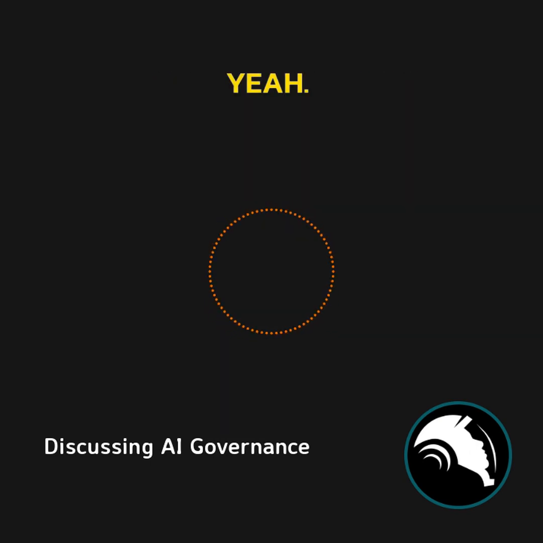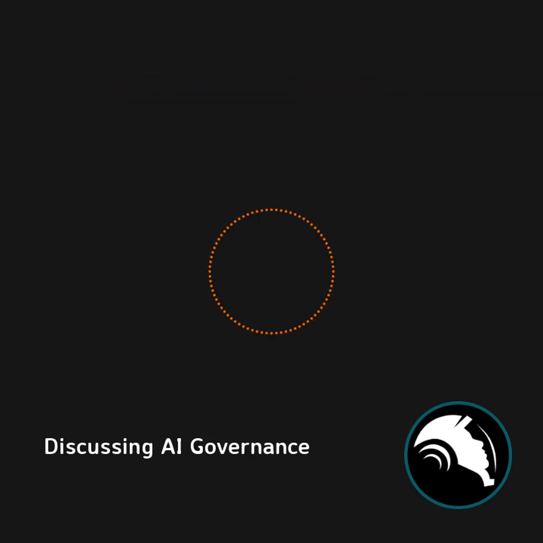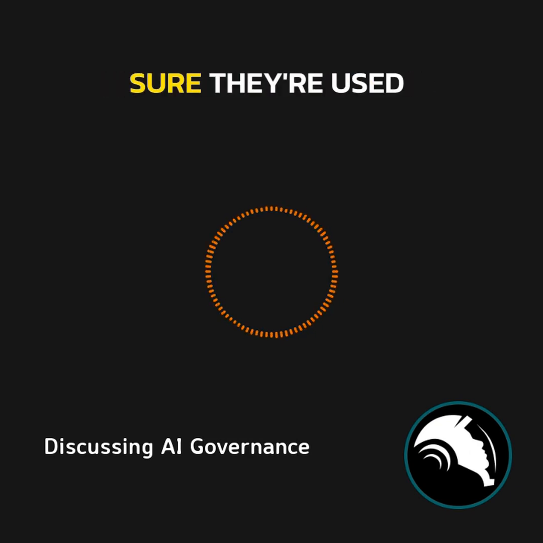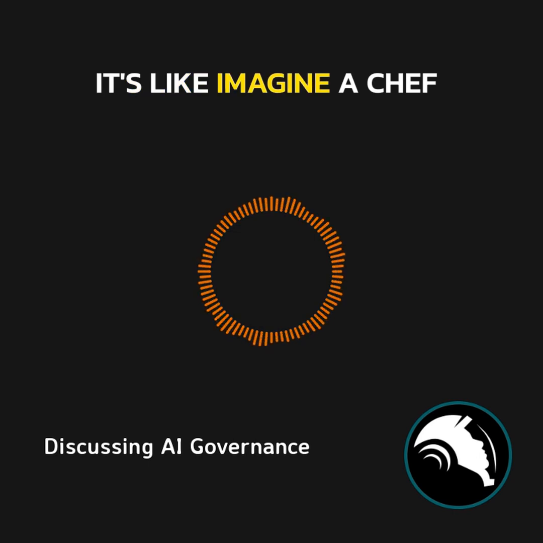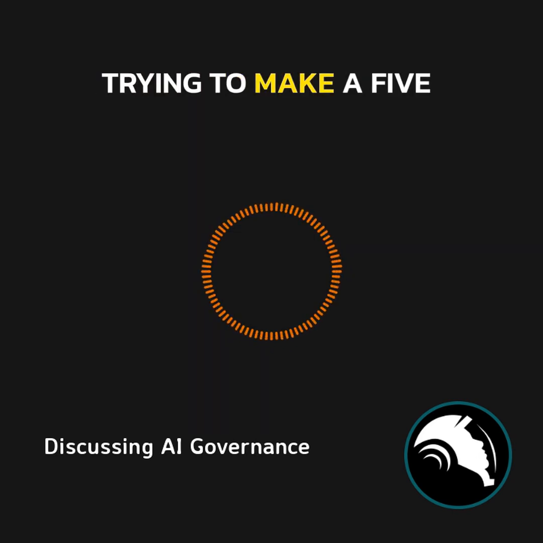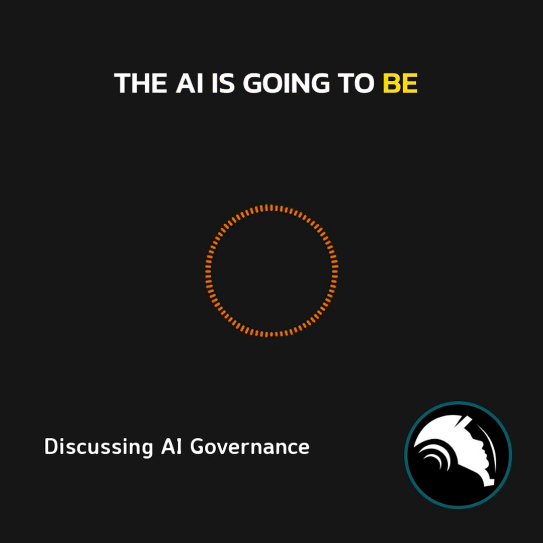In a way, yeah. Okay, so we've got these different types of AI. They're getting more and more powerful. But then, what are some of the challenges in making sure they're used responsibly? That's the million-dollar question. I mean, one of the biggest hurdles is the data itself. The data that's used to train the AI. Imagine a chef trying to make a 5-star meal, but they've only got junk food ingredients. Oh, okay. I see. So if the data is messed up, the AI is going to be messed up too.